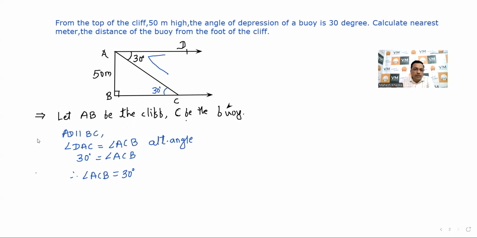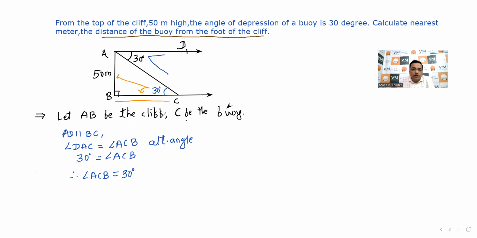अब देखो क्या करना है. What we have to find? We have to find the distance of the buoy from the foot of the cliff. मींस क्या फाइंड आउट करना है? We have to find this BC. अब BC फाइंड आउट करना, चेक करेंगे the value of 30 degree given, 30 के अपोजिट में 50 है, and we have to find adjacent.